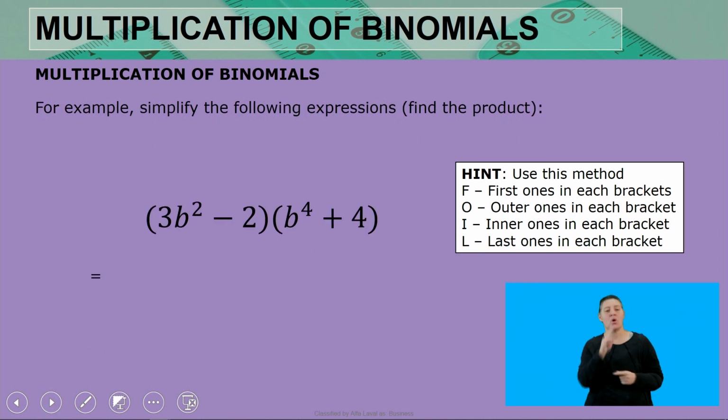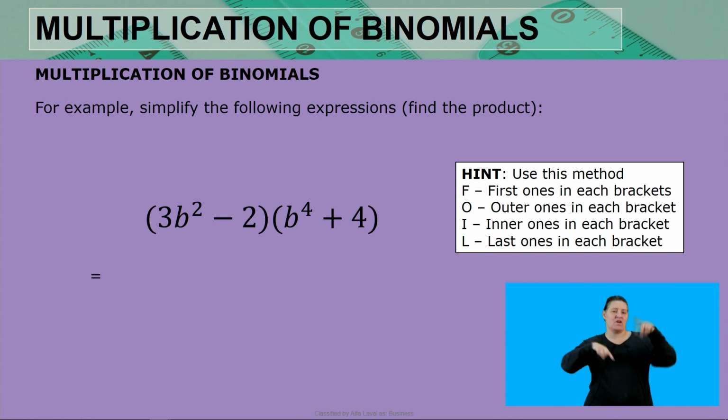Let's look at binomials where there are variables. So we are going to use the same method. We are going to start with the first ones. So this is going to be 3b squared multiplied by b exponent of 4.